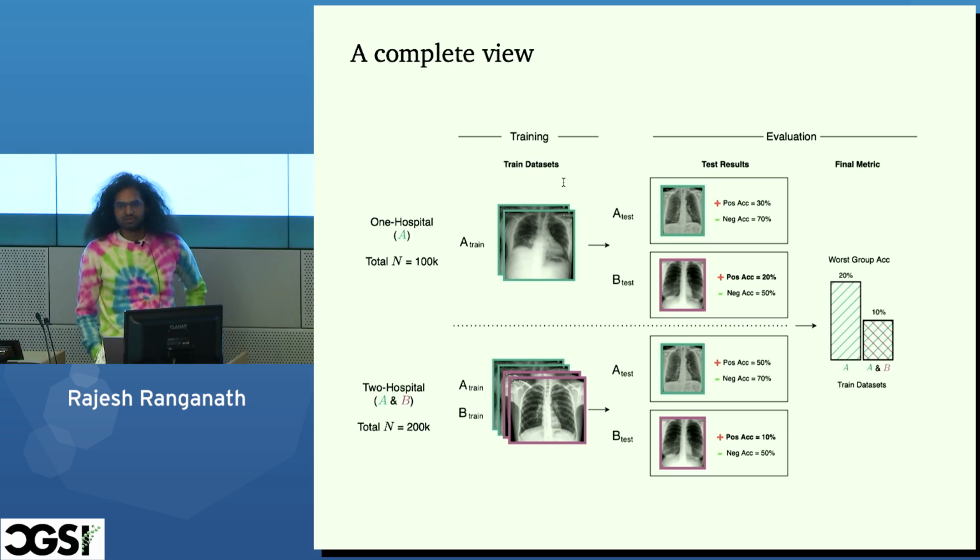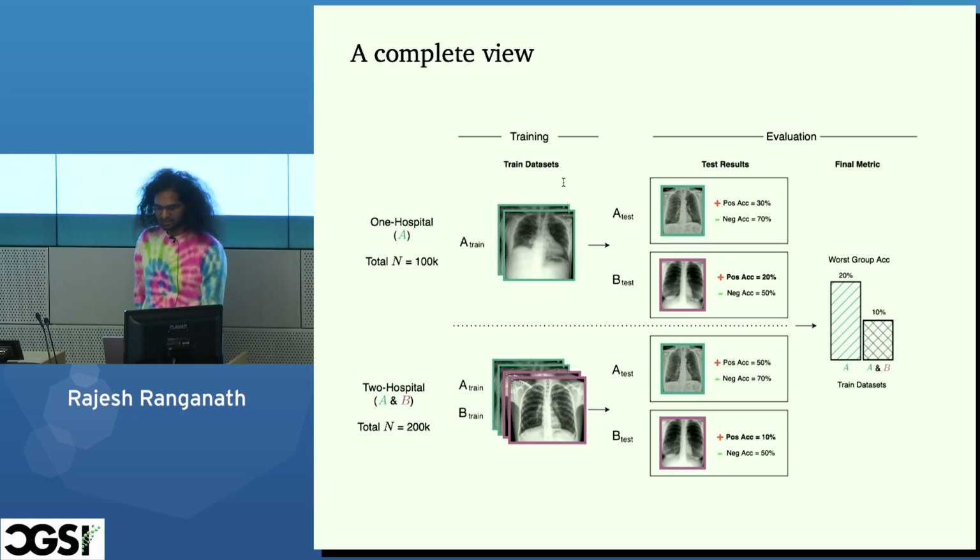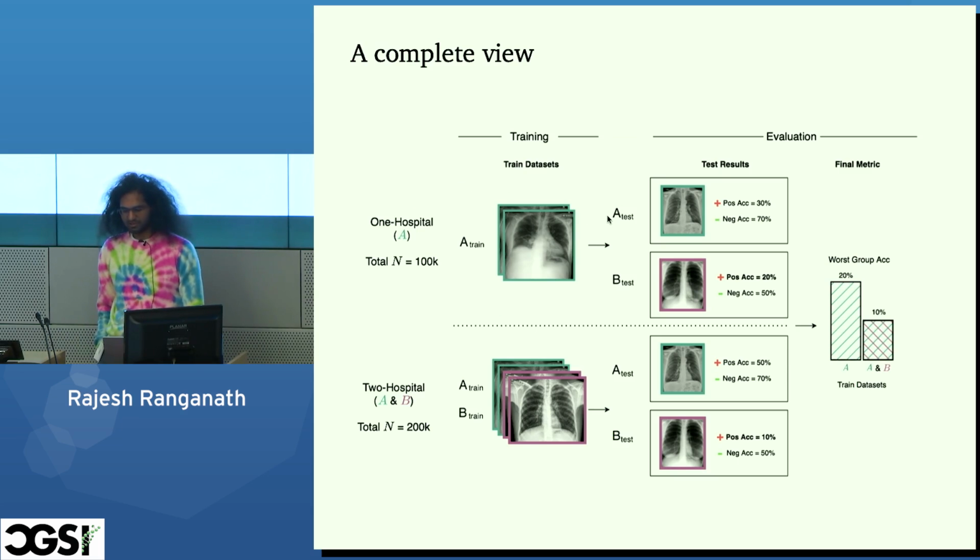And just to give a complete view of what I said, we had these two setups where we train on one hospital and evaluate on both of the hospitals, and we train on those two same hospitals and evaluate on both. And then oftentimes you see the performance here. Performance is worst group, so the label in a particular hospital or data set that's the worst is actually getting worse. Okay?